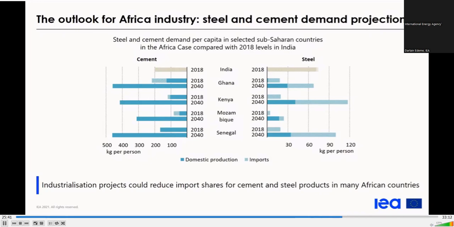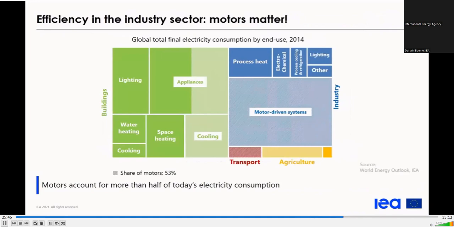Another analysis that we are bringing to your attention in the industry sector is about motors, because most of the energy demand in the industry sector comes from motor-driven systems. And this is where efficiency matters a lot, because there is a high potential with efficiency measures to decrease the energy demand in the industry sector, looking at the efficiency of motors.